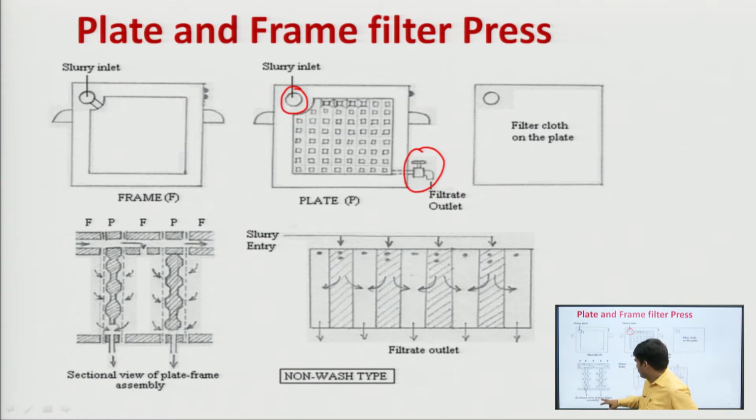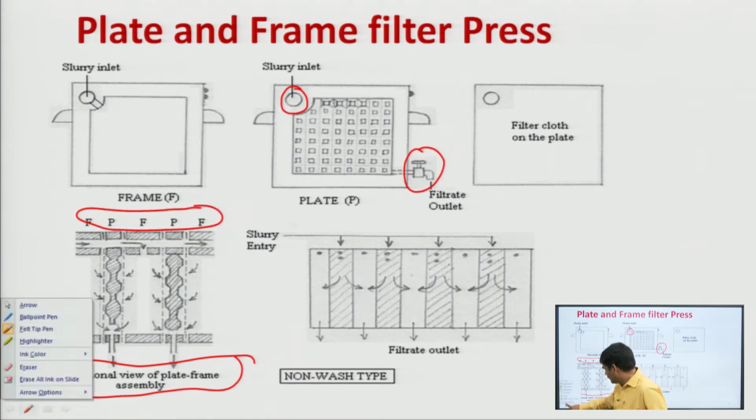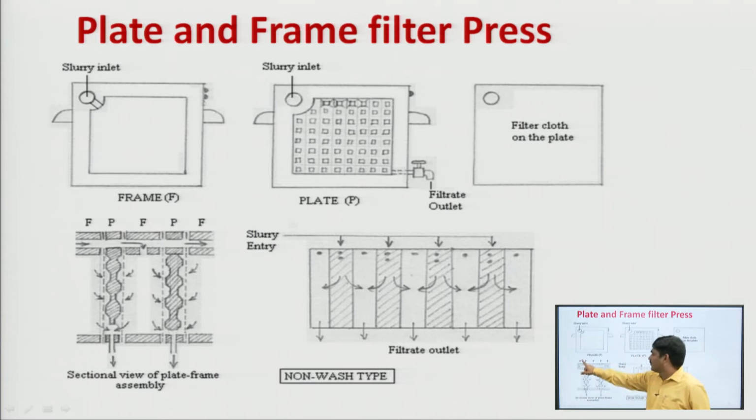This is the cross sectional view of the plate and frame assembly. And these are the arrangements of plate and frame. What type of arrangements? First frame is attached, then plate is attached, then frame, plate, frame. So, alternatively frames and plates are attached to each other.